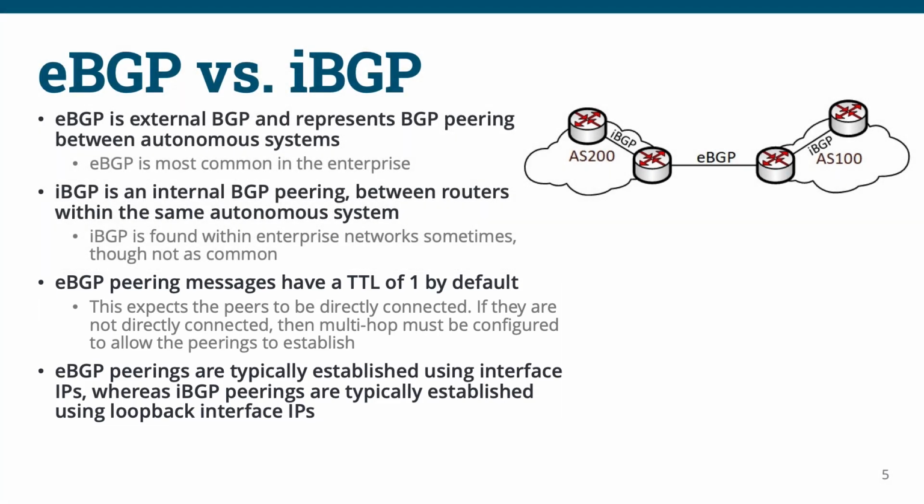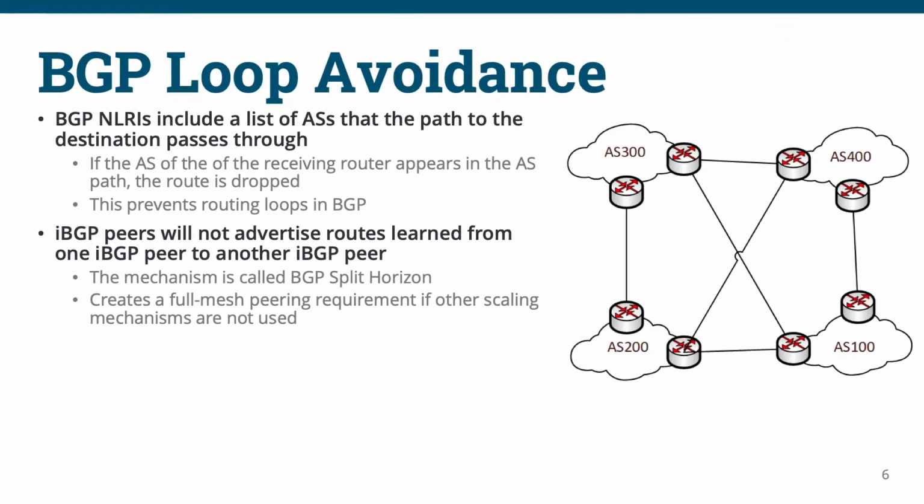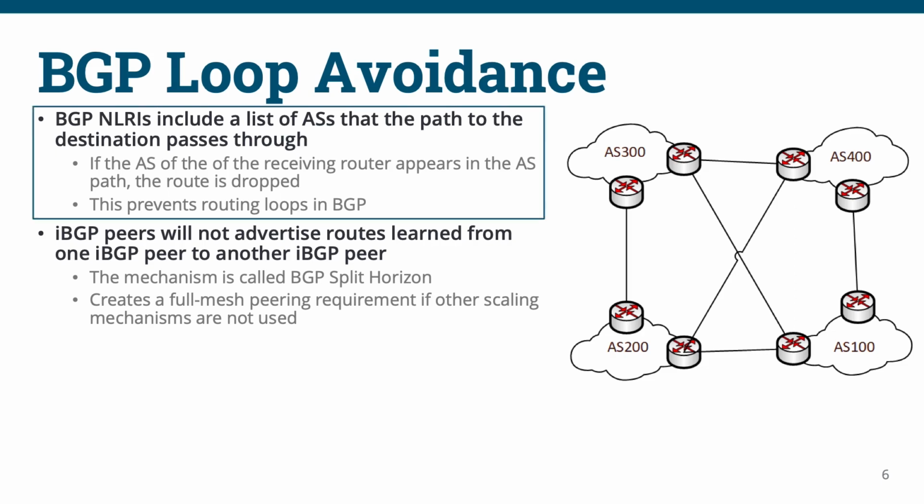Let's now take a look at the routing loop prevention mechanisms built into the BGP protocol and how they differ between iBGP and eBGP. Recall that eBGP exchanges routing information between autonomous systems, and this routing information can potentially traverse many autonomous systems. As routing information passes from autonomous system to autonomous system, the list of ASs that the route has passed through is included as an attribute of the routing information. If a receiving router sees its own AS number in the list of ASs that the route has traversed, the route is ignored. This is how eBGP prevents routing loops.